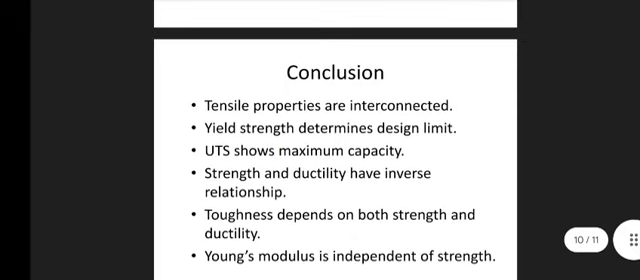Conclusion. Tensile properties are interconnected, because as the material is strengthened and hardened, the properties change together. Yield strength determines a design limit. The yield strength is increased by plastic deformation. UTS is the maximum capacity of the material before failure under loading. Strength and ductility have an inverse relationship: as strength increases, ductility decreases.